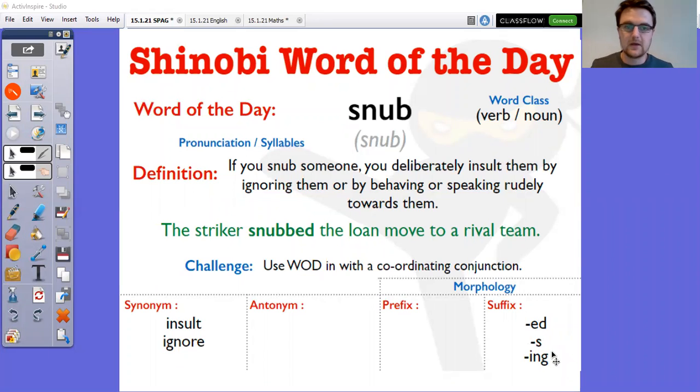And there is our word of the day, which is the word snub. If you snub someone, you deliberately insult them by ignoring them or behaving or speaking rudely towards them. It's also if you reject something from someone.